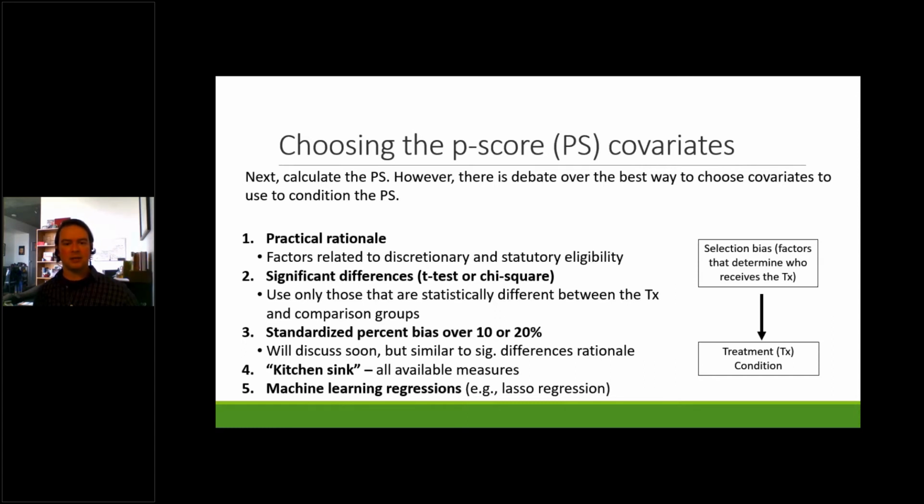The fifth option here goes hand in hand, or is largely associated, with the kitchen sink approach, which is using machine learning regressions such as lasso regression or ridge regression to determine the best fitting measures. Often, regardless of the debated method, the right one is the one that provides the best balance for you and that you can justify and work through, making sense theoretically.